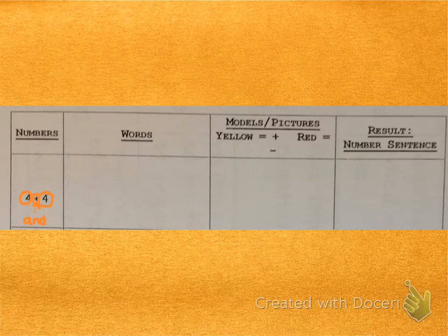Well, we're going to combine. So actually, let's write the word combine first. Combine positive 4 and positive 4.